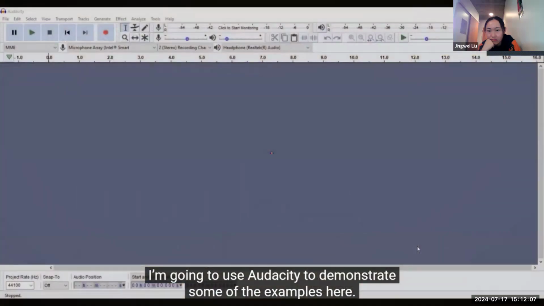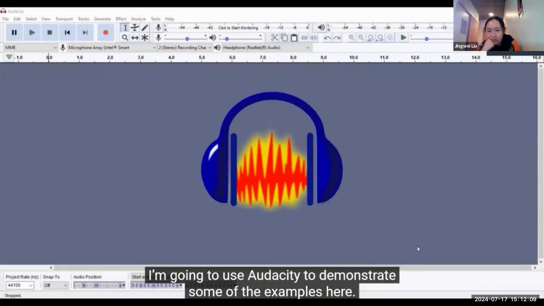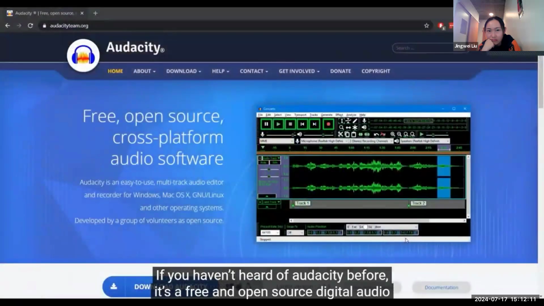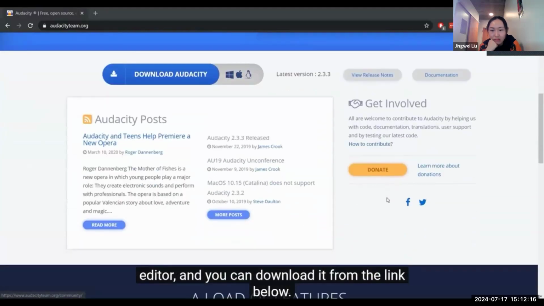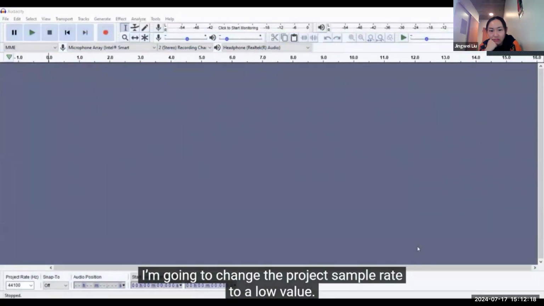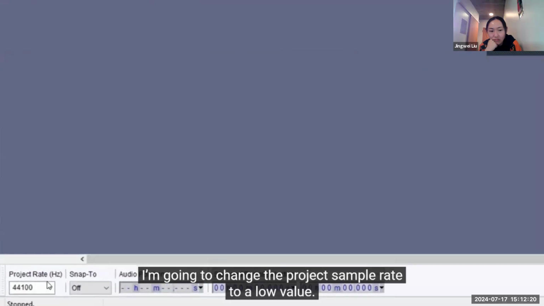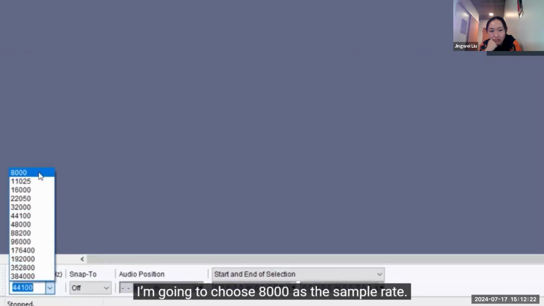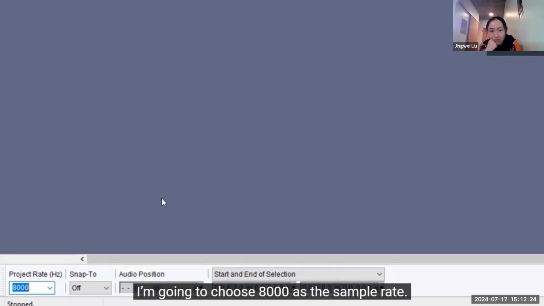I'm going to use Audacity to demonstrate some of the examples here. If you haven't heard of Audacity before, it's a free and open source digital audio editor, and you can download it from the link below. I'm going to change the project sample rate to a low value. I'm going to choose 8,000 as the sample rate.